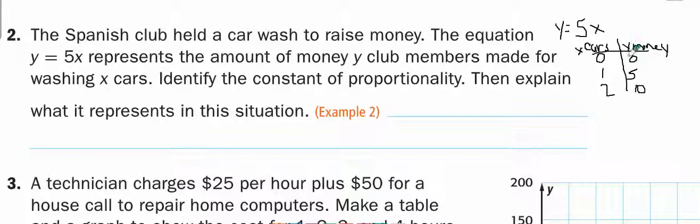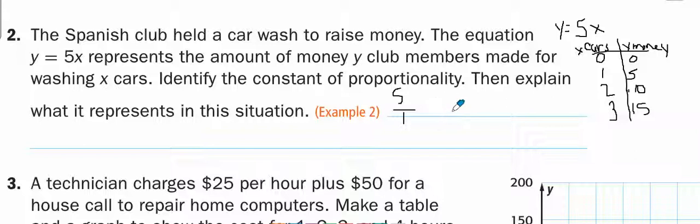So when I look at this table, I see for every 1 car, I make $5. For 2 cars, I make $10. So if I divide, I've got 5 over 1, 10 over 2, which can be reduced to 5 over 1. If I put in 3, 5 times 3 is going to give me 15. 15 over 3 can be reduced to 5 over 1. So our constant of proportionality is going to be 5 over 1, or just 5, whichever you prefer.